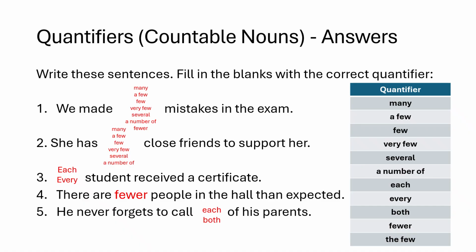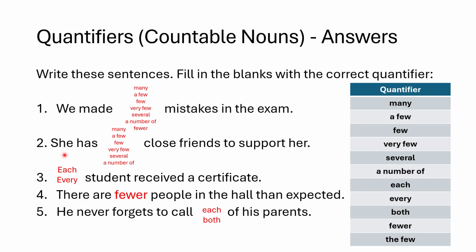Check your answers. Number 1. We made many mistakes in the exam. We made a few mistakes in the exam. We made few mistakes in the exam. We made very few mistakes in the exam. We made several mistakes in the exam. We made a number of mistakes in the exam. We made fewer mistakes in the exam.